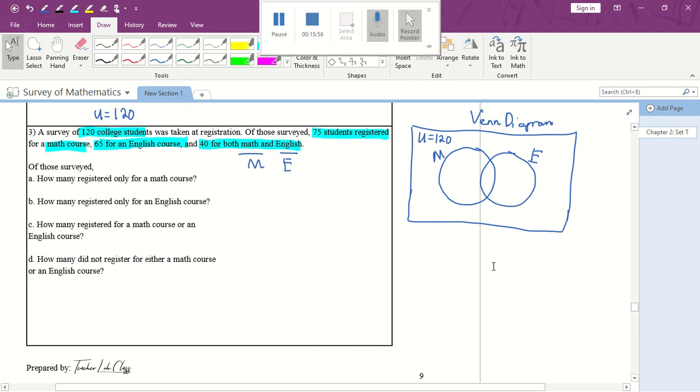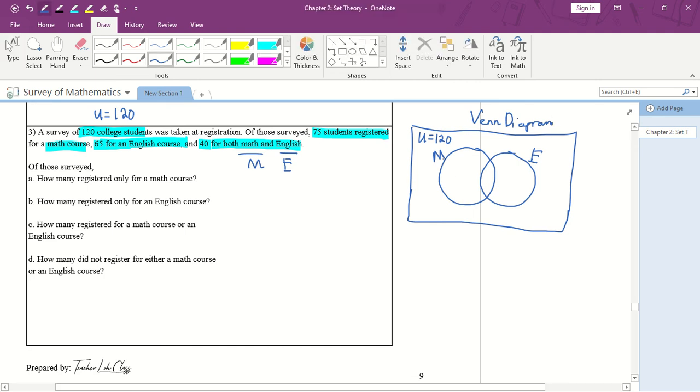40 for both math and English. So we know that this total here is 40. And here says 65 for an English course. So we know that the whole thing here, English course, is 65. And since there's 40 here, the leftover will be here, 25.